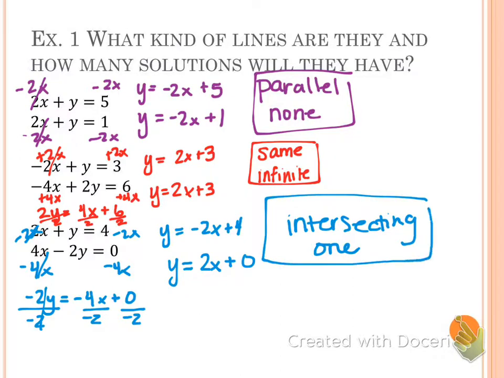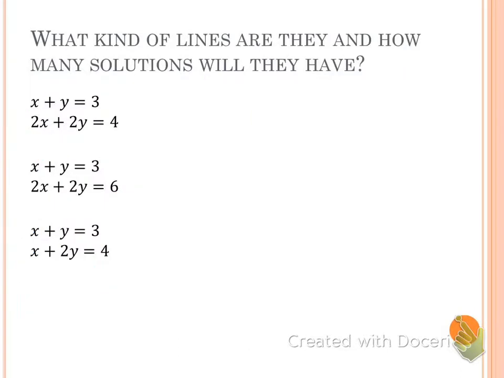All right. Anybody have any questions over this? So remember, there's 3 types of lines. Parallel, same, and intersecting. They have no solutions, infinite solutions, and 1 solution. All right. Go ahead and do these on your own.